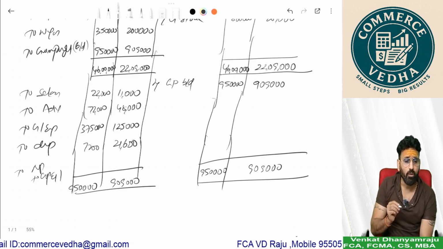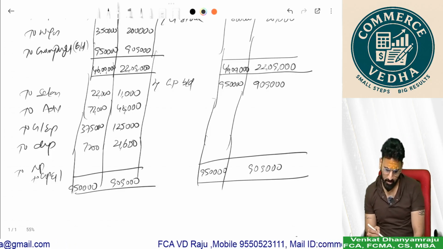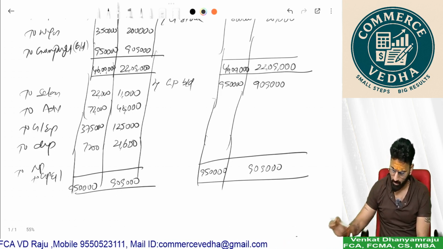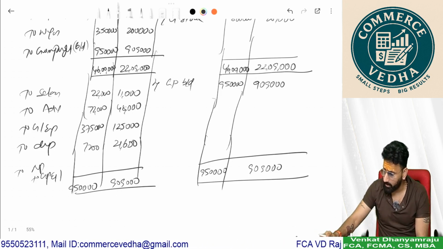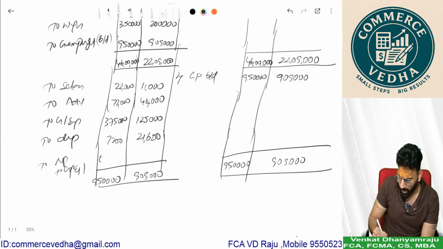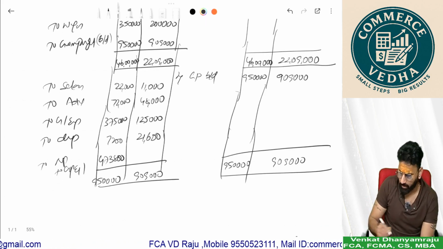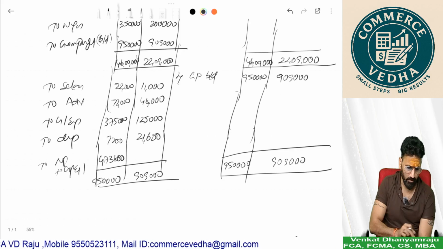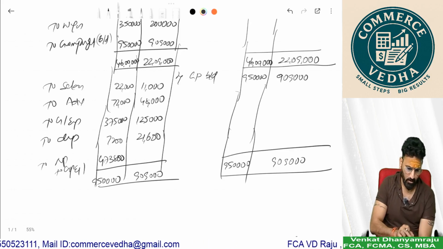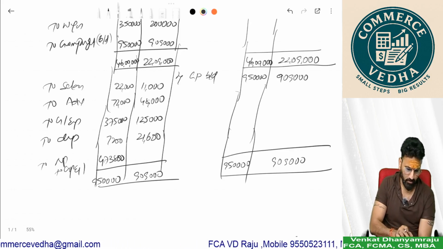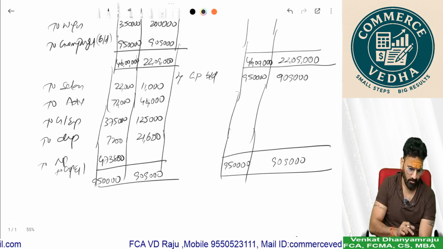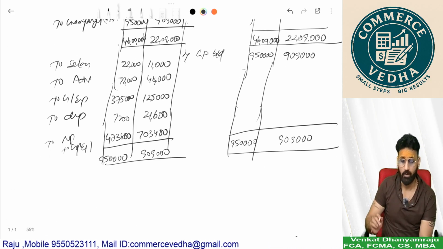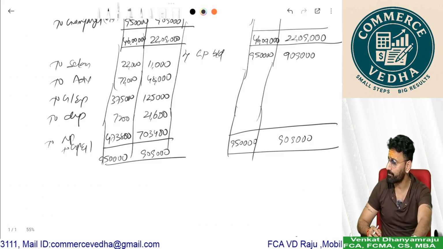How much is it? 9,50,000 minus all these things should be 4,73,800. And 9,09,000 minus 11,000 minus 48,000 minus 1,25,000 minus 21,600 is 7,03,400. With this your preliminary thing is done.